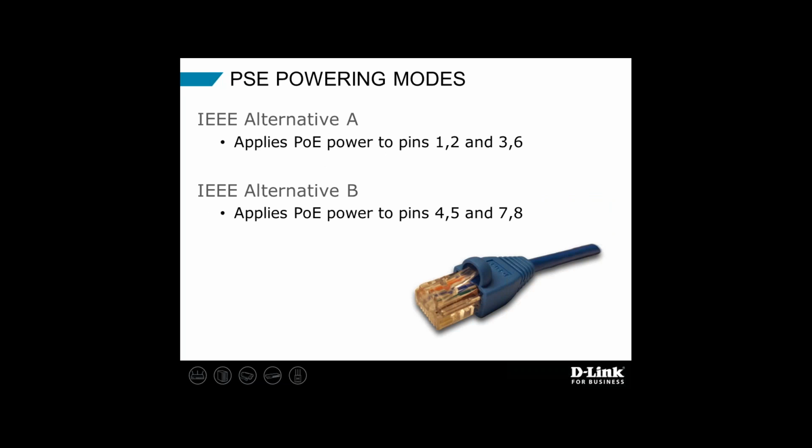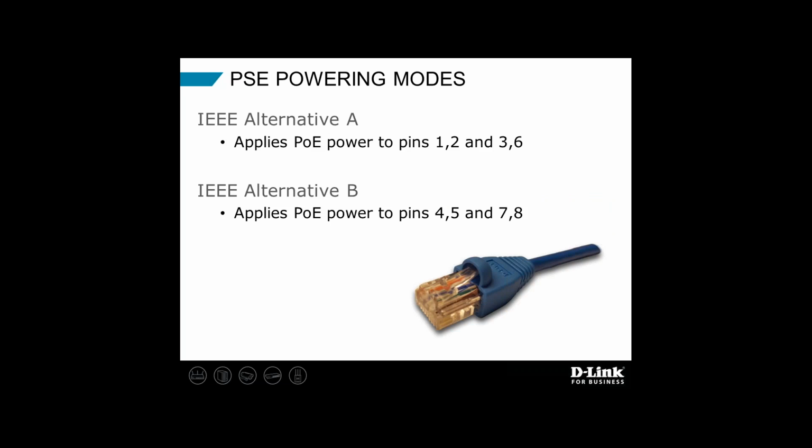I want to shift gears here and talk about what I mentioned earlier, different powering modes. There are two different ways, according to the IEEE standard, that a PSE can provide power to a PD. They call them alternative A and alternative B. With alternative A, the PSE applies the PoE power on pins 1, 2 and 3, 6. And with alternative B, it's putting the power on pins 4, 5 and 7, 8.